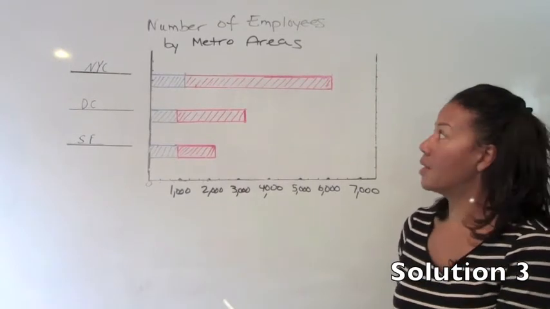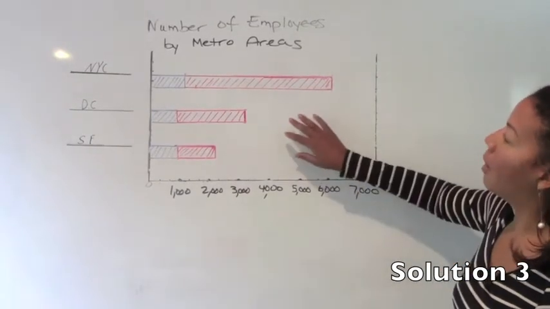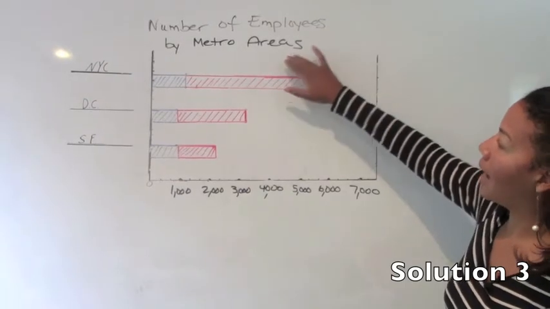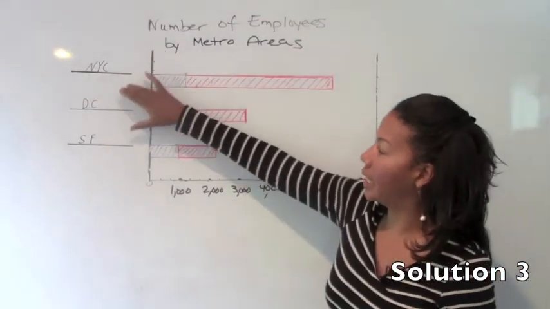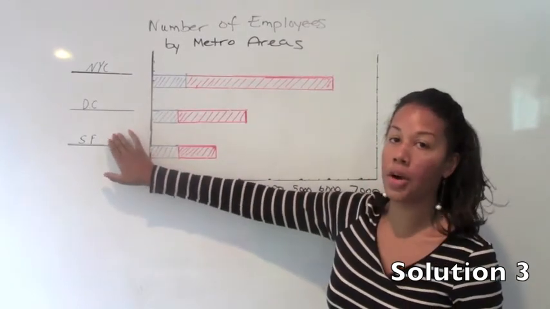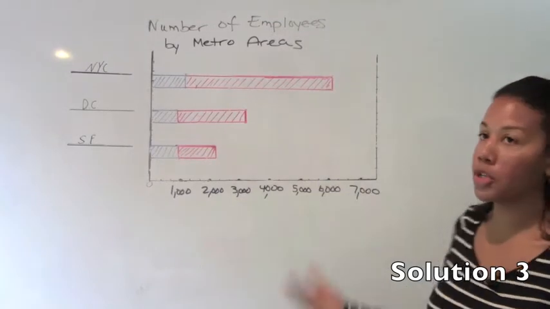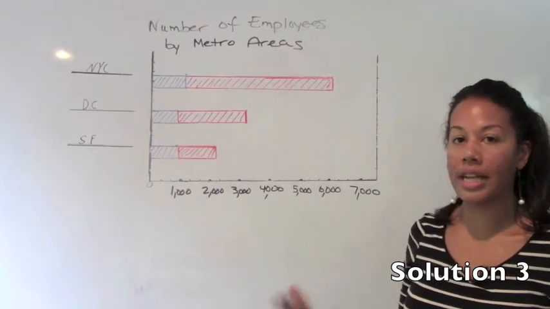Number 3. For number 3, we're given a bar chart that has the number of employees in the thousands by different metro areas: New York City, DC, and San Francisco. And we're asked to find, out of a series of questions, which one has the greatest ratio. So it's actually very simple.